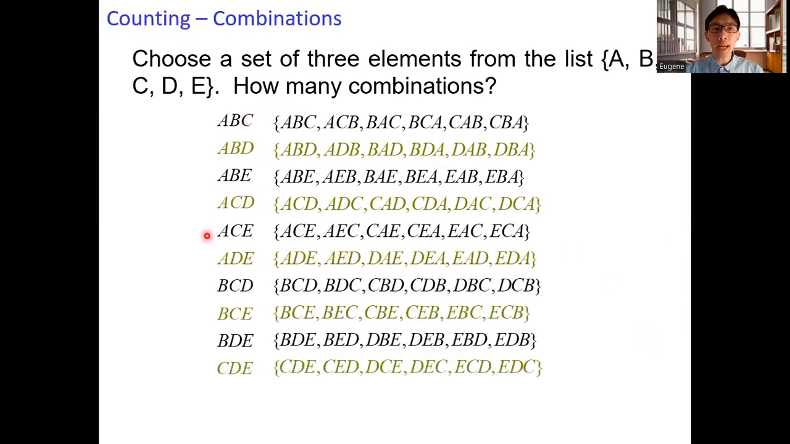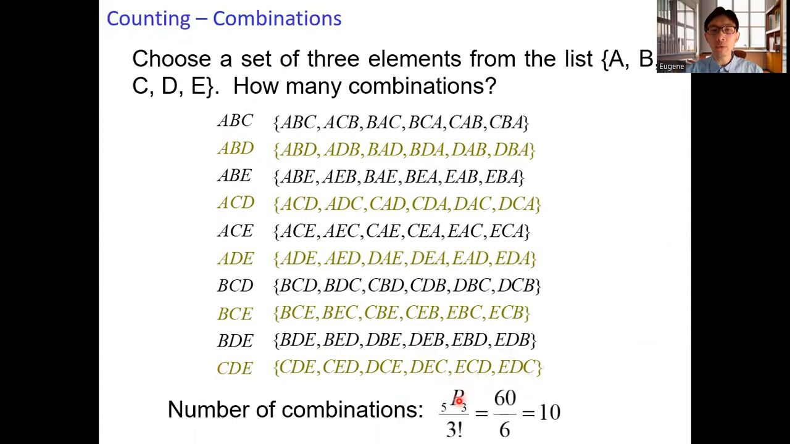We can obtain 10 different combinations. How do we get the number 10? The number of combinations here is equal to 5P3, the total number of permutations, divided by 3 factorial. The number 3 factorial equals 6 is the number of permutations that refer to a single combination. So here we get the number 10. 10 different combinations can be obtained by selecting 3 elements out of 5.